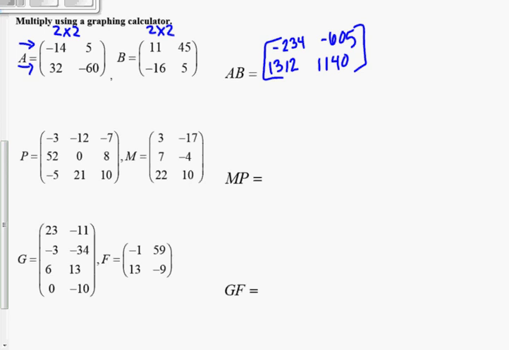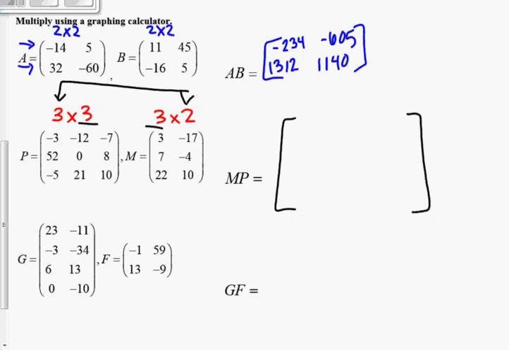So now I want to do P times M. I know P here is a 3 by 3 matrix. There are 3 rows and 3 columns. M is a 3 by 2, 3 rows by 2 columns. Remember, if these middle two numbers match, that tells us that we can multiply it together. The outside two numbers are actually going to tell us what the size of the matrix will be for our answer. We'll also get that from our calculator, but I know I can expect that my matrix is going to have 3 rows and 2 columns.